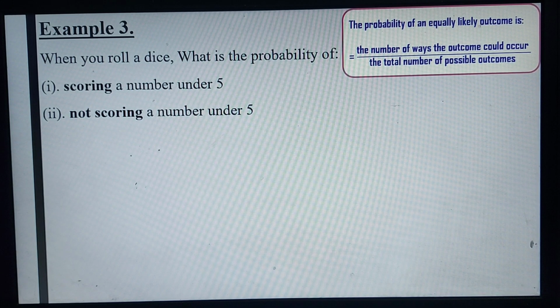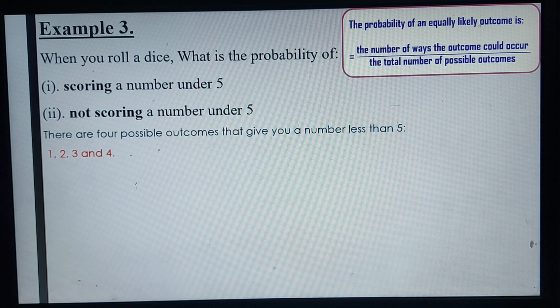Example 3. When you roll a dice, what is the probability of scoring a number under 5? And what is the probability of not scoring a number under 5? Now there are 4 possible outcomes that give you a number less than 5. Of course, you know that in a dice, we have it numbered from 1 to 6. So the probability of scoring a number under 5 is simply 1, 2, 3, and 4.